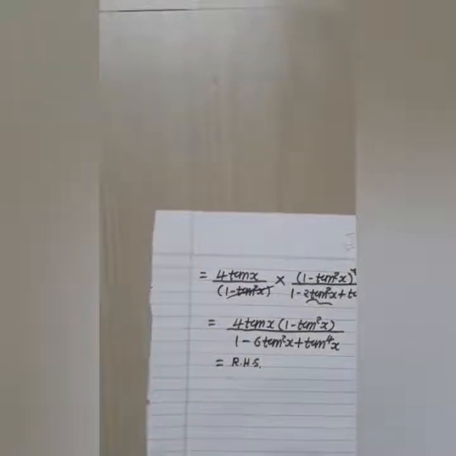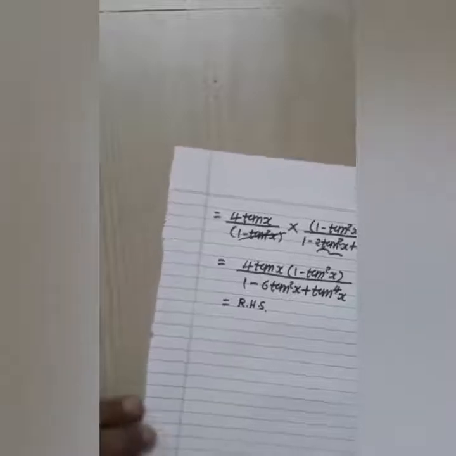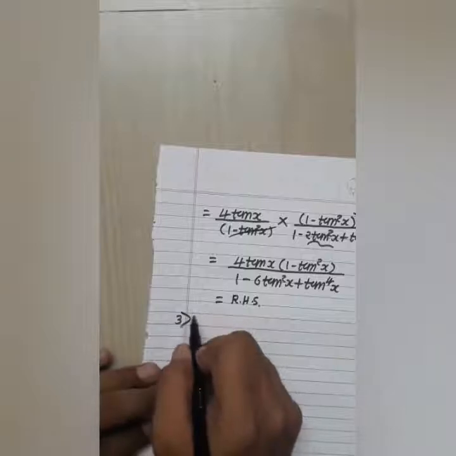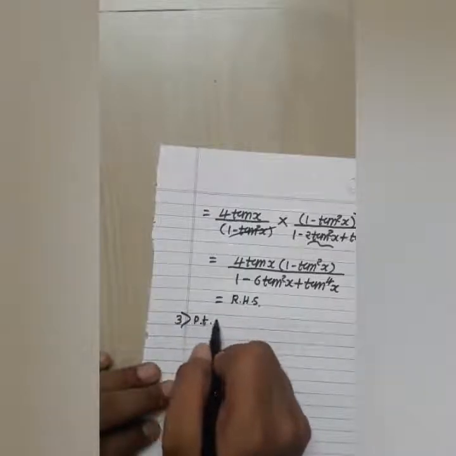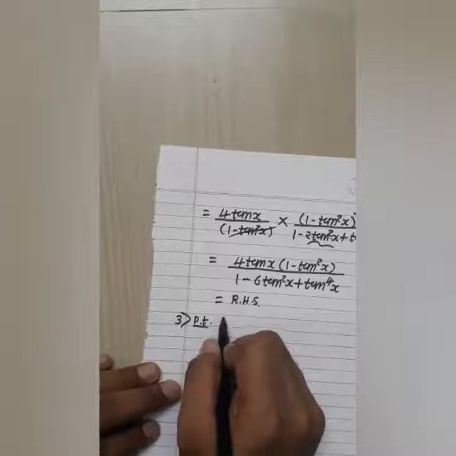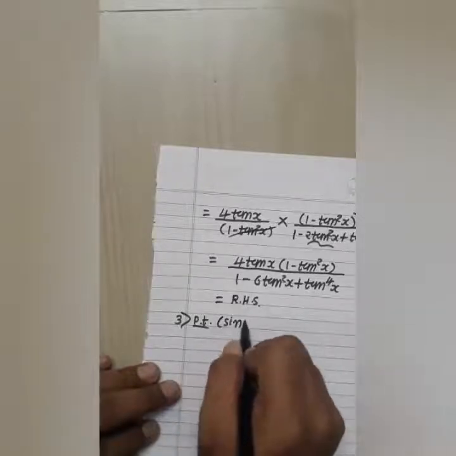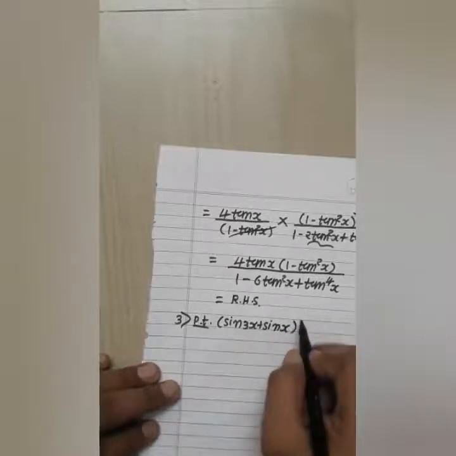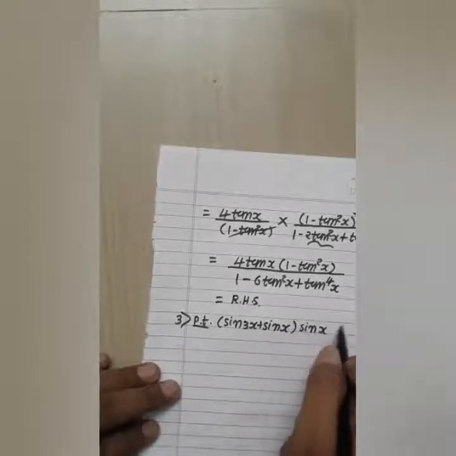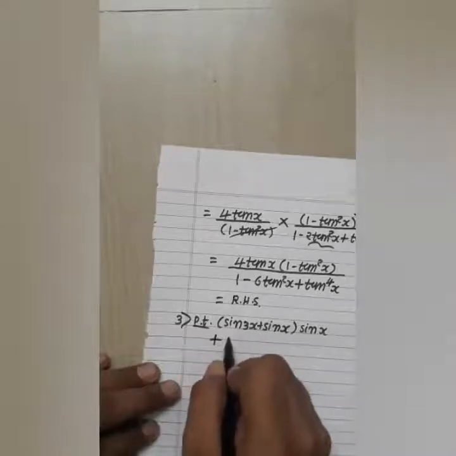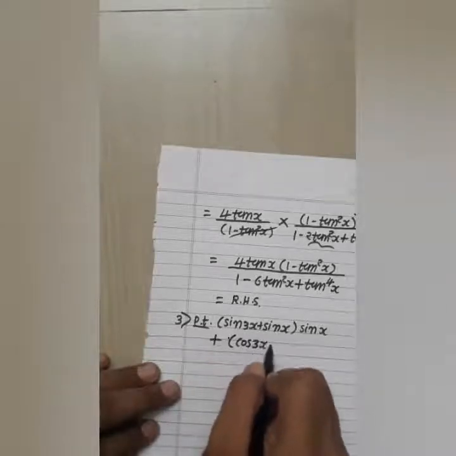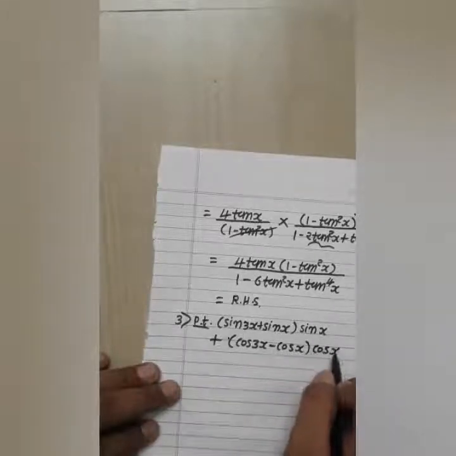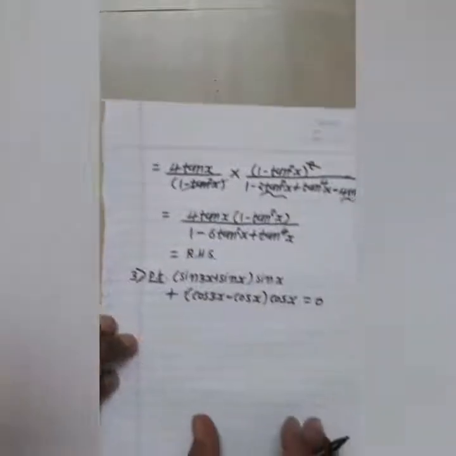Next question. Prove that in bracket sin 3x plus sin x, bracket over sin x, plus in bracket cos 3x minus cos x, bracket over cos x, is equal to 0.